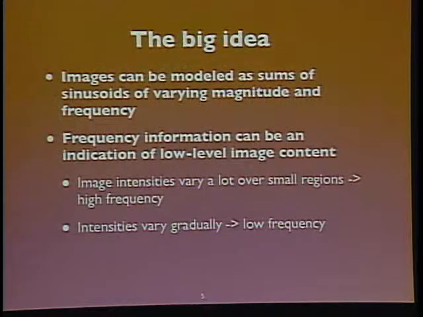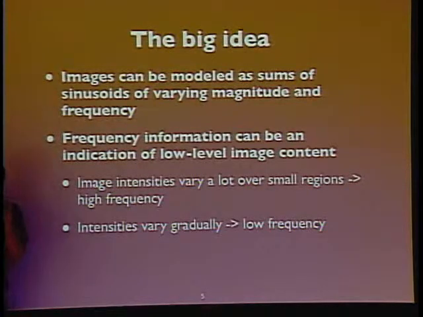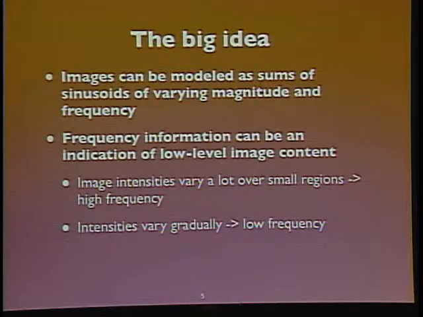So the big idea here is that images, either slices of imaging data as I'm talking about now, or full images as we'll see in a couple of slides, can be modeled as sums of sinusoids that have varying frequency in terms of how quickly they fluctuate and varying magnitudes, which I will show you shortly.